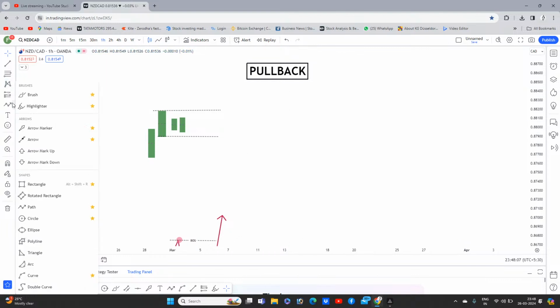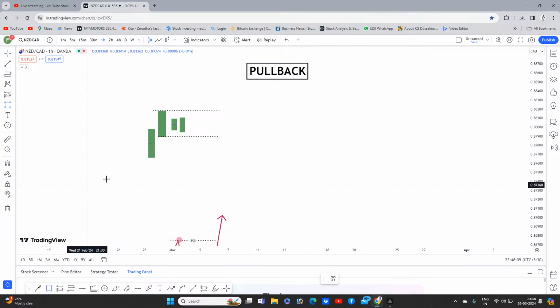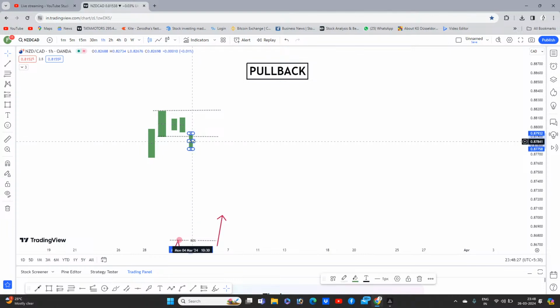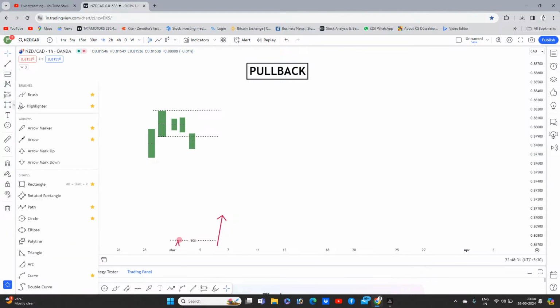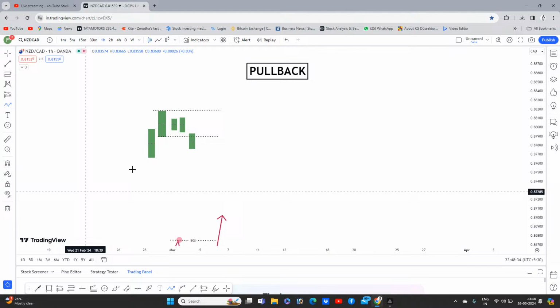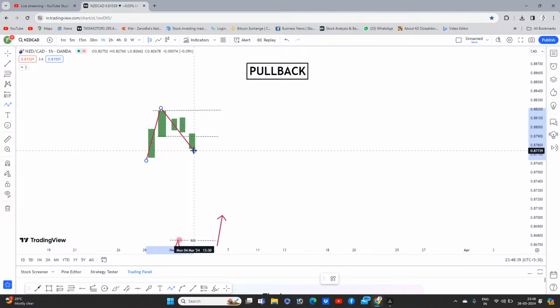So when does a valid pullback happen? A valid pullback happens when the market breaks the low of this very large candle to the downside. Then only can we say that the market is making a pullback. After that, it's up to the market to go in our direction, to the uptrend, or to come down lower. It depends on the market situation.